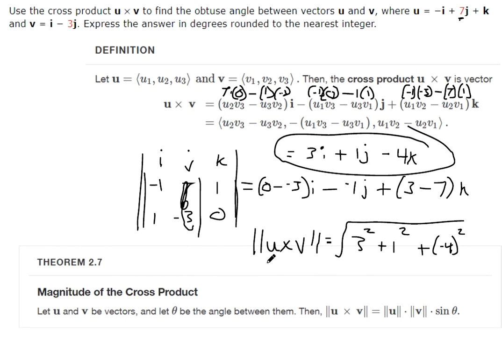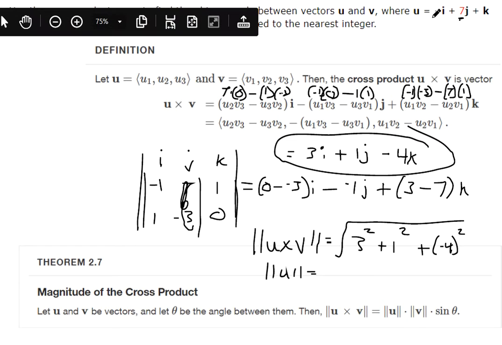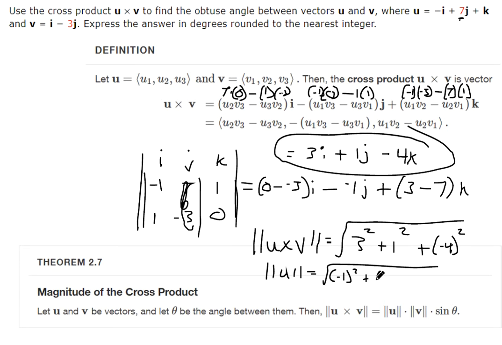And then we also need the magnitude of vector u, which is, vector u is up here. So we got the square root of -1 squared plus 7 squared plus 1 squared, and then the magnitude of vector v. And then we'll be able to solve for the angle. So v, we got the square root of 1 squared plus -3 squared plus 0 squared.